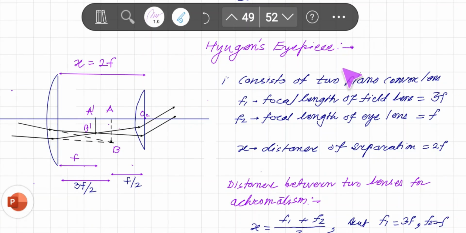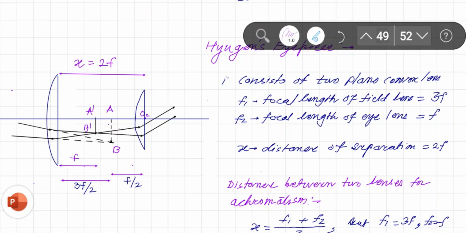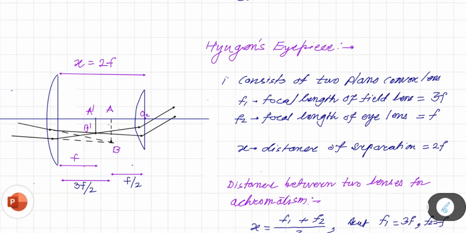So now let us talk about the Huygens eyepiece. See, it consists of two plano-convex lenses having focal lengths f1 equal to 3f and f2 equal to f. X is the distance of separation, which is maintained, that is 2f. So the distance between the two lenses is for achromatism.